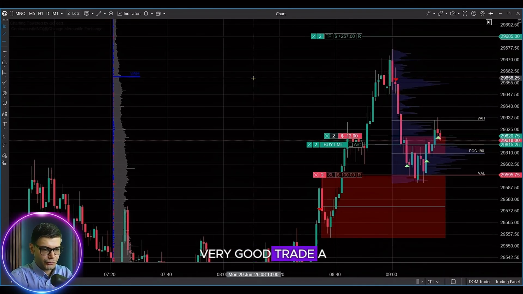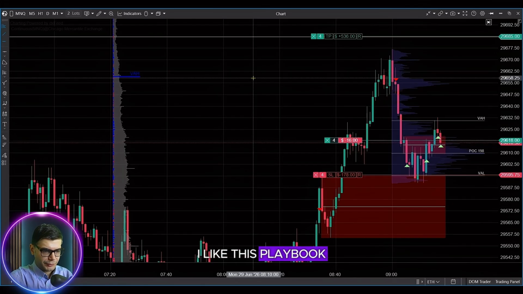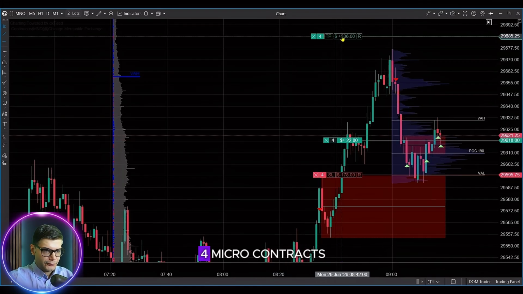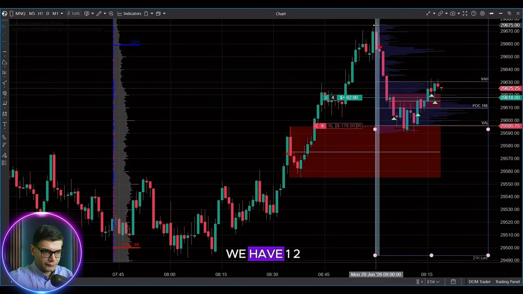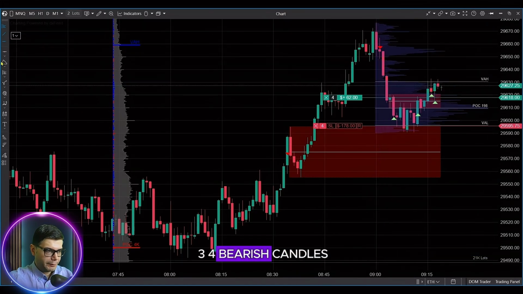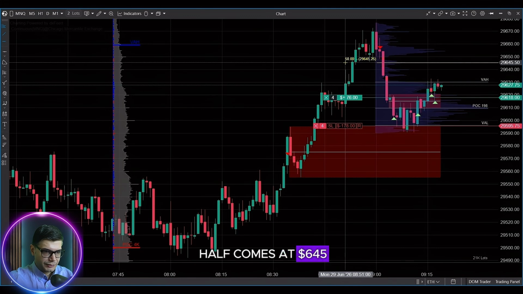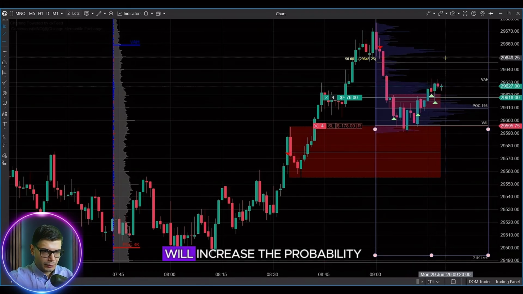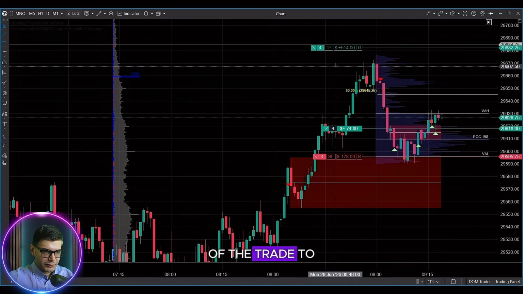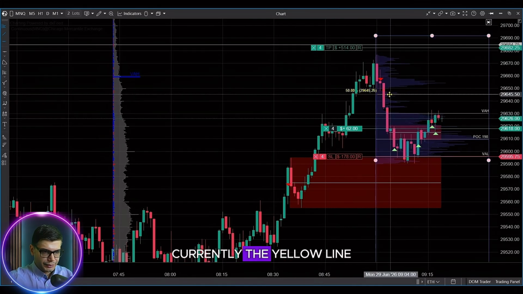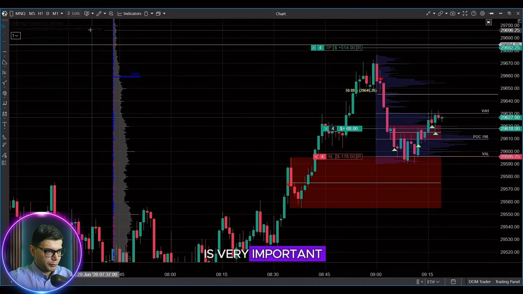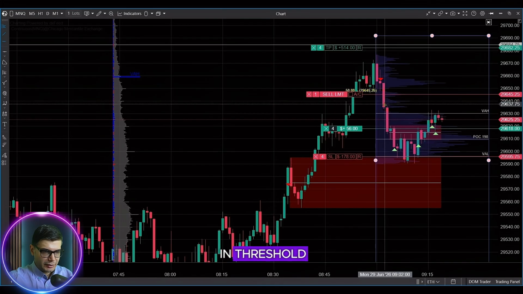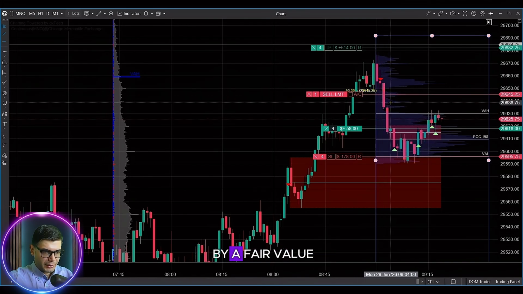This is a very good trade, A+ setup trade. I like this playbook. That's why I'd rather enter the market with 4 micro contracts. On the other hand, we have 1, 2, 3, 4 bearish candles. Half comes at $645. A close above this will increase the probability of the trade to hit the target. Currently, the yellow line is very important. A more conservative approach is to close partially at the threshold, which is also backed by a fair value gap.